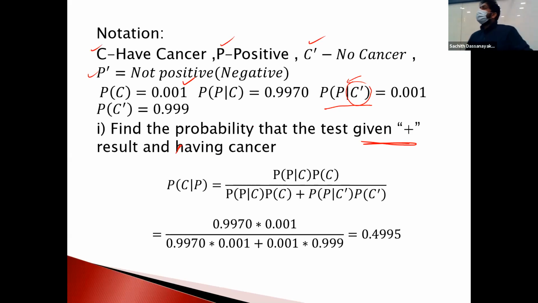What are the partitions of C? I mean, what are the partitions? C and C dash. Why? Having a cancer or not having a cancer, right? Only two. So as we mentioned with the Ai's, we have only two, A1 and A2, something like that. Clear? Okay. But what we need is one Aj, A1, something like that.